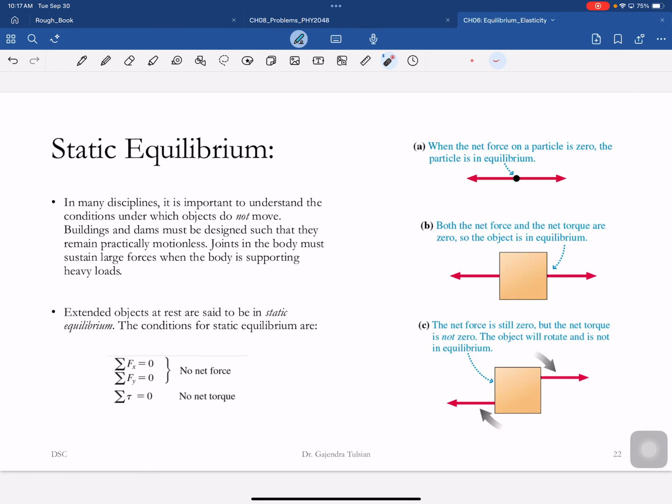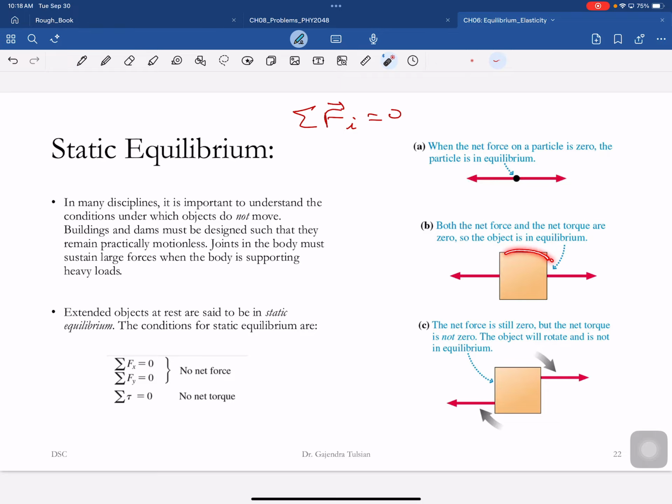All right, so now we'll give you the condition for static equilibrium. If you have a point object, all you need is for these two forces to cancel each other, and all you need is this condition to be true: that the sum of the forces needs to be 0 for it to be in equilibrium.